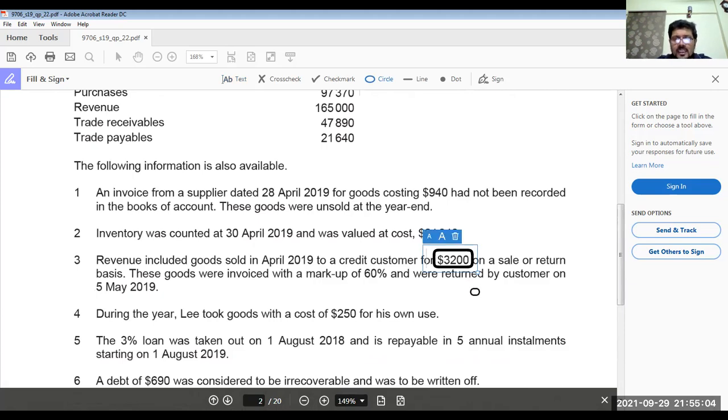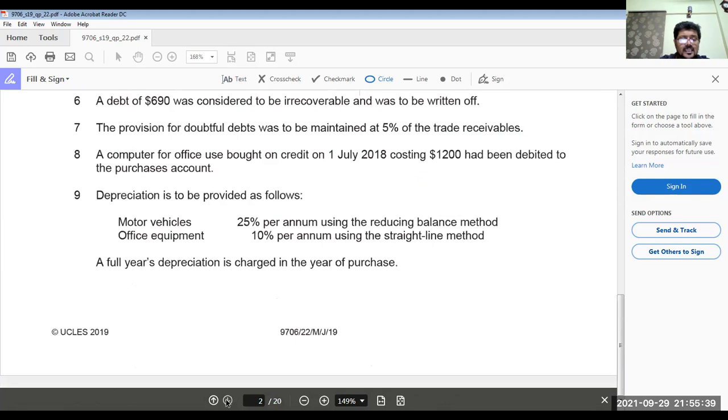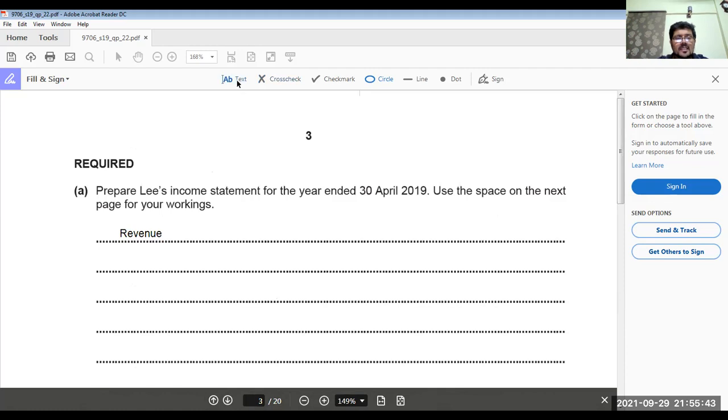Revenue included goods sold in April 2019 to a credit customer for 3,200 on a sale or return basis. These goods were invoiced with a markup of 60% and returned by the customer on 5th May 2019. When you have sold something on sale or return basis, this cannot be included in your revenue on 30th April 2019 because the customer has not yet confirmed whether he is going to keep this or return it, and ultimately he has returned. So this 3,200 should be removed from the revenue. 161,800 is your revenue. Getting my point clear?